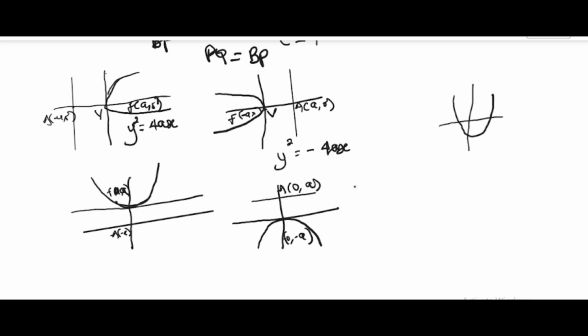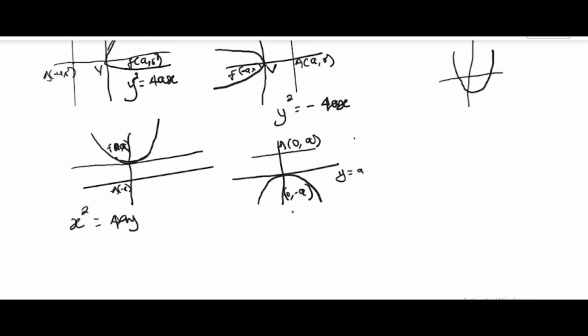So if you're asked to find the equation of directrix here, you will have y equal to what? Minus a. So now this one, what is the equation of this parabola? Since it is on the y-axis, we'll have x squared equal to 4ay. While this one, which is on the negative y-axis, will be x squared is equal to minus 4ay. Are we together now? Okay.